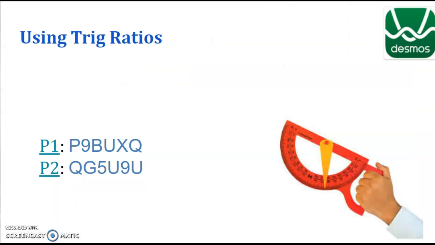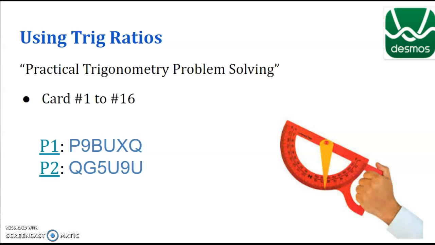So now you're going to go on to some Desmos exercise. The link will be provided for you, and it's on practical trigonometry problem solving. You're working from 1 to 16, so you are working on your own, 1 to 16. I did use the breakout room during the class time with the partners that you requested. So hopefully that worked out well.